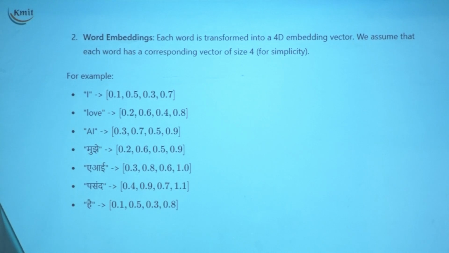Tomorrow also in the exam, we will give you the dimension as what? 128 or dimension as 256. You have to read that in the question and write.